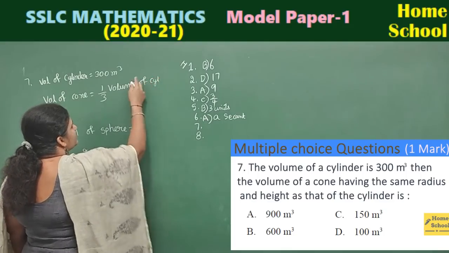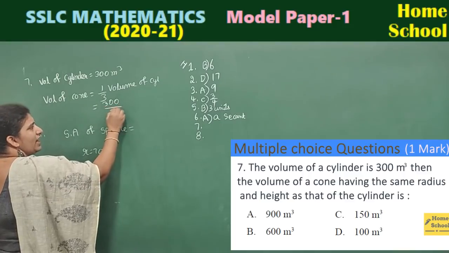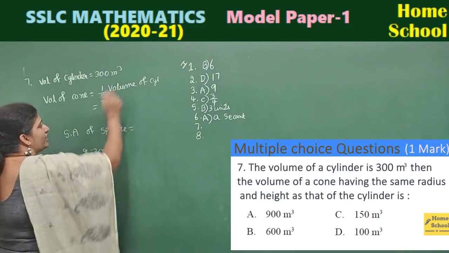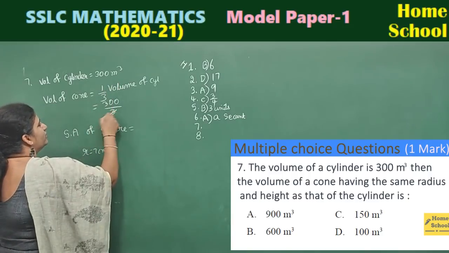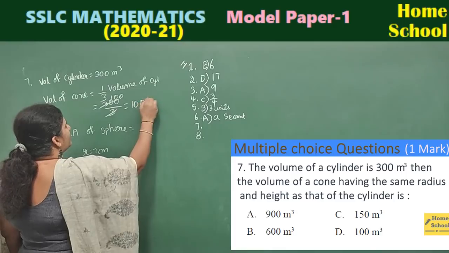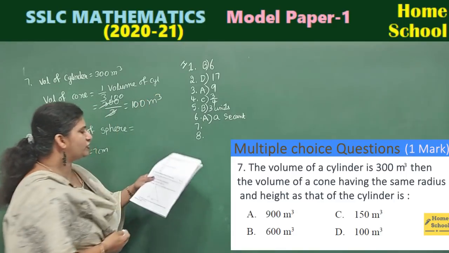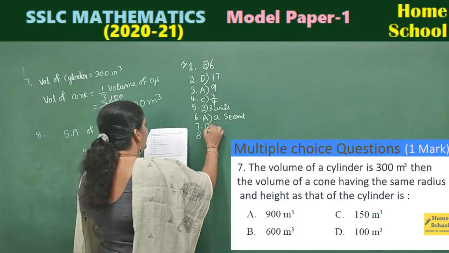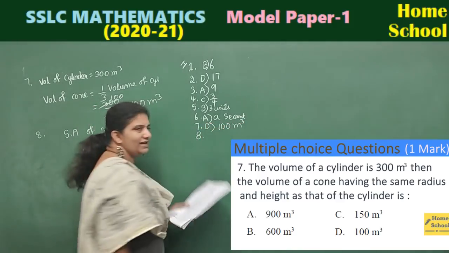I know volume of a cylinder. What is volume of a cylinder? 300 meter cube. 300 by 3. Substitute the 300 as radius and height are equal. You can substitute here, 300s. That it will be 100 meter cube is the volume of a cone. So your option is option D, 100 meter cube is your answer.